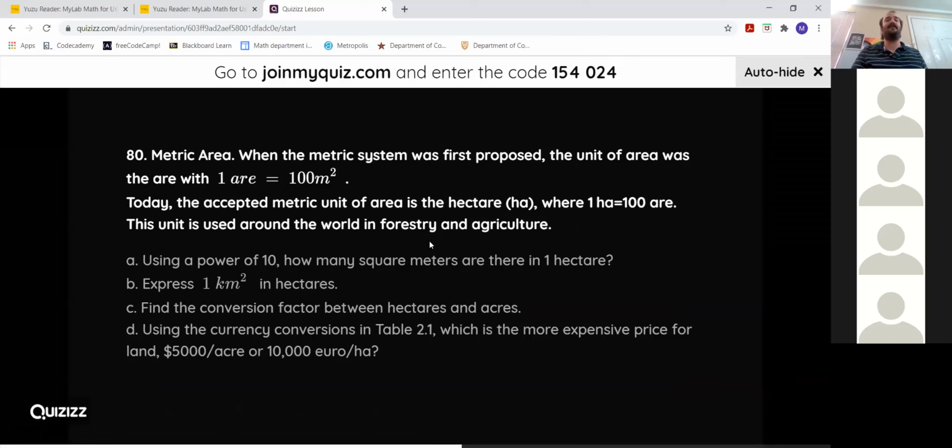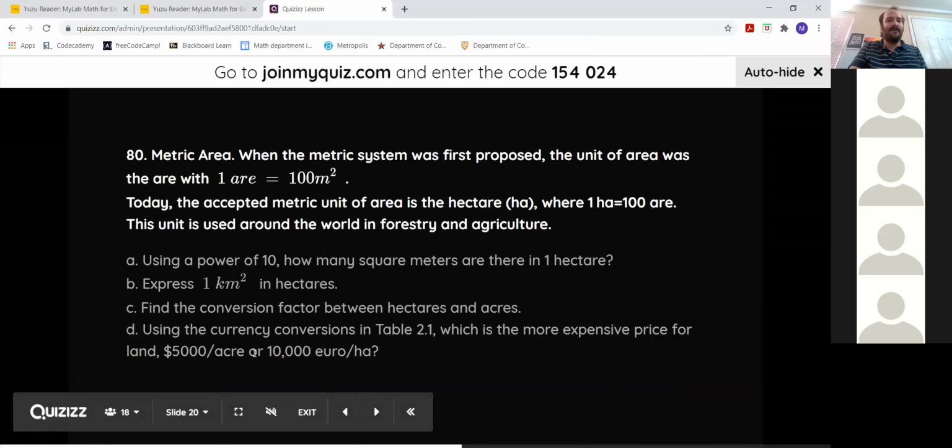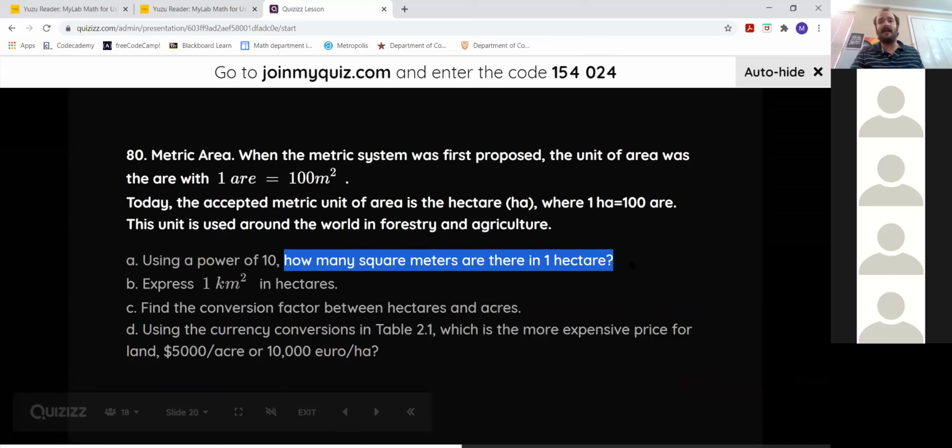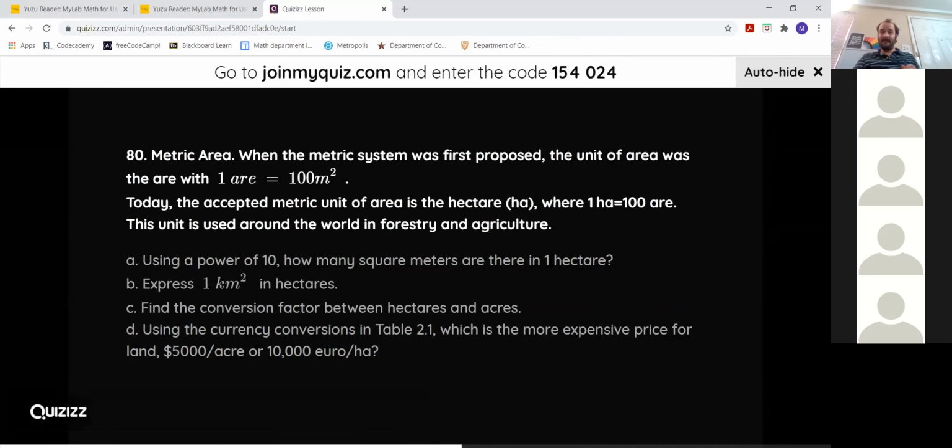So this is, I believe, European. They use the hectare, and we'll talk about it in a second. But over here, we typically use acres. So using a power of 10, okay, this confused people. Don't let that confuse you. What they're asking in the first one is how many square meters are there in 1 hectare? Express 1 kilometer squared in hectares. Find the conversion factor between hectares and acres.